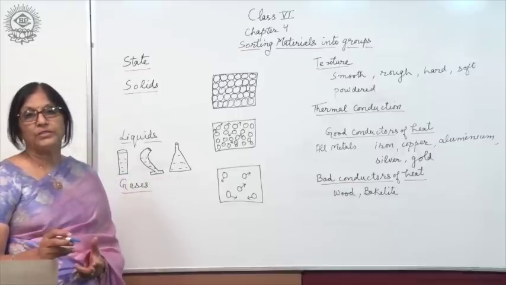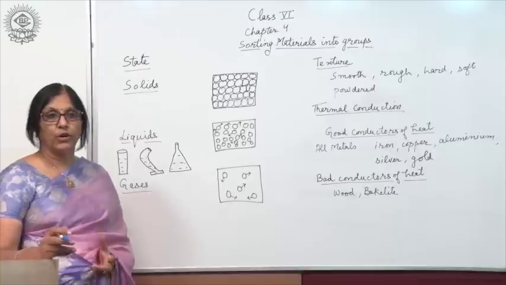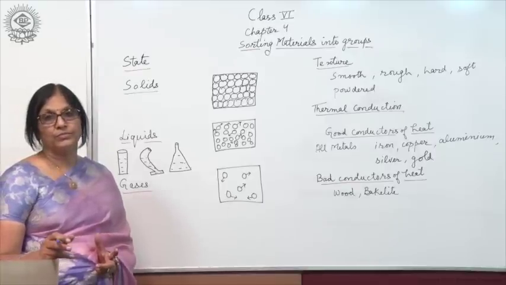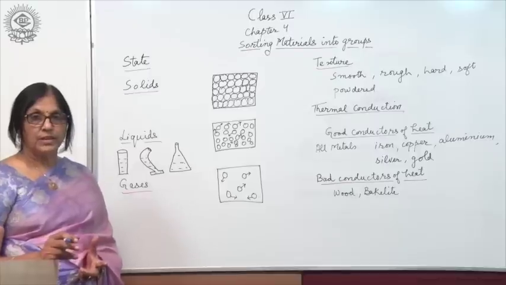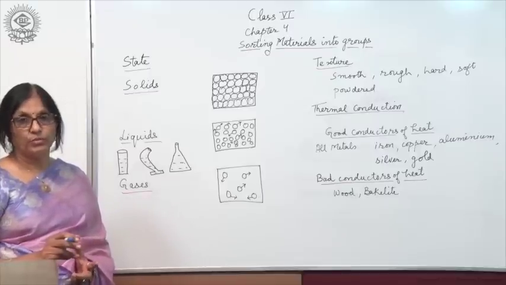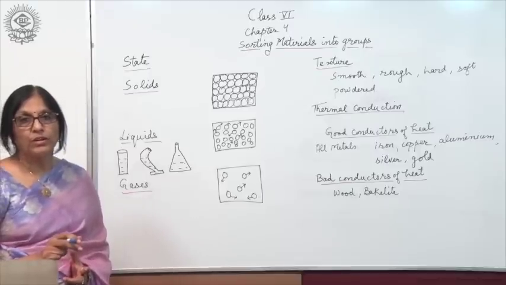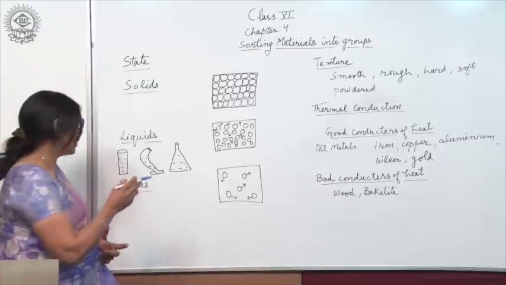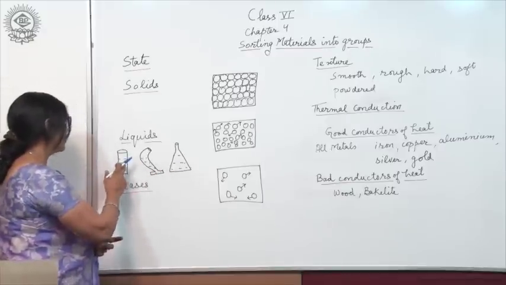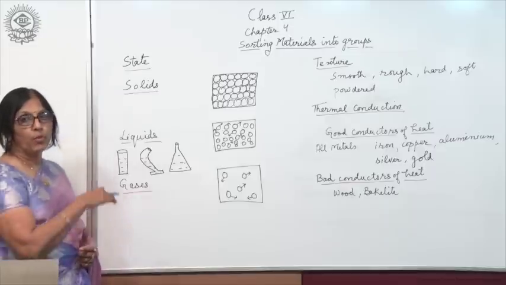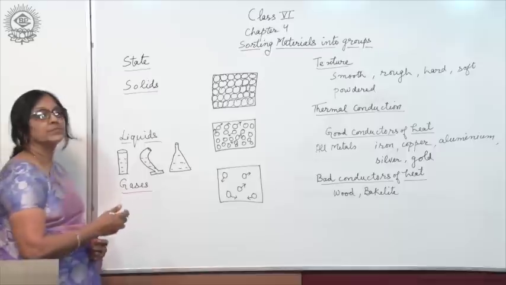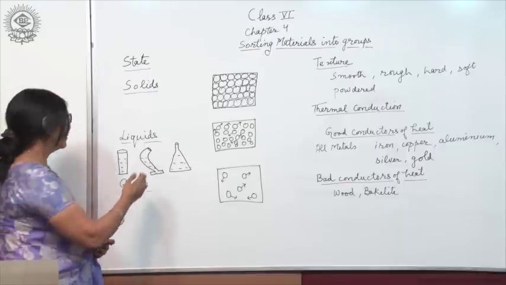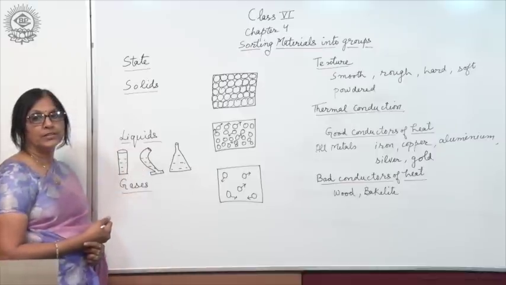When you see solids, you can very well say that solids have a definite shape and they have a definite volume, and liquids have a definite volume, a fixed volume, but do not have a definite shape. The shape changes according to the container in which they are kept. Suppose you take water in a glass and now pour the water in another vessel of different shape. The water will take up the shape of the container.